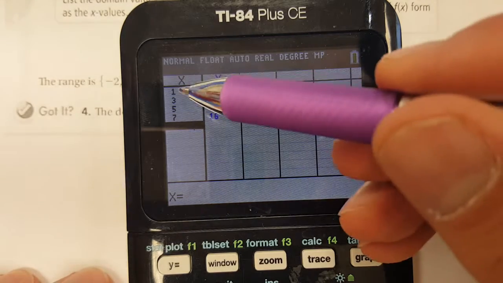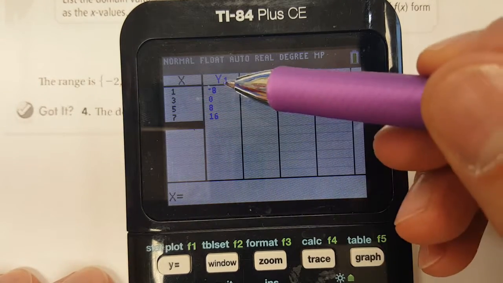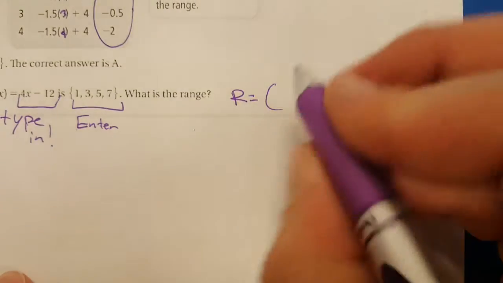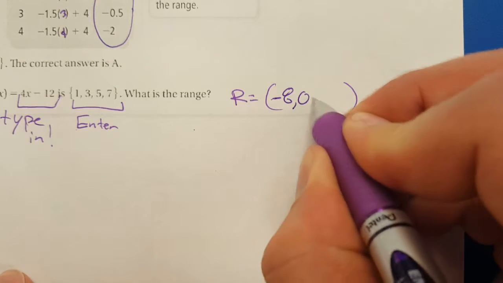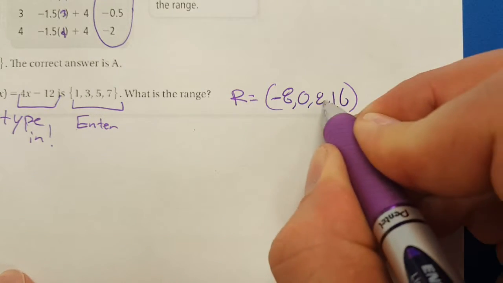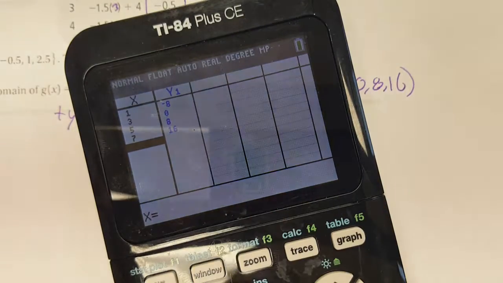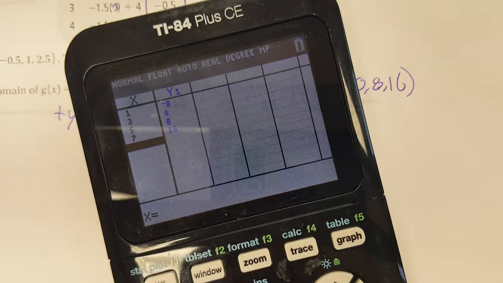There's my range. Domain goes in, range comes out. Negative 8, 0, 8, 16. That took hardly any time whatsoever. So again, there was a purpose. We went over this the other day. I wanted to teach you some calculator skills. Well, now is payday, y'all.